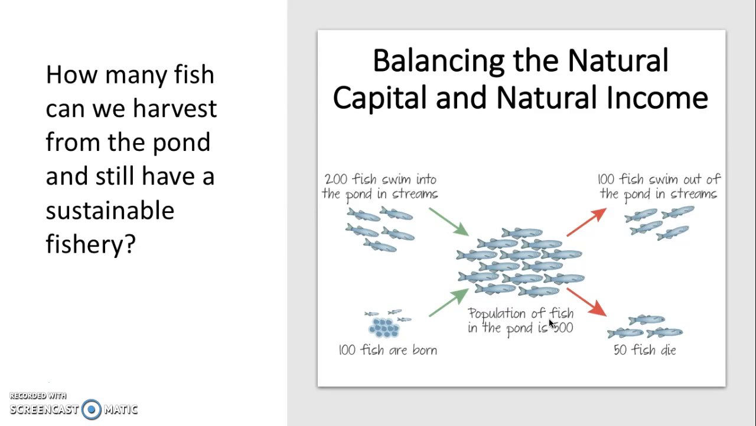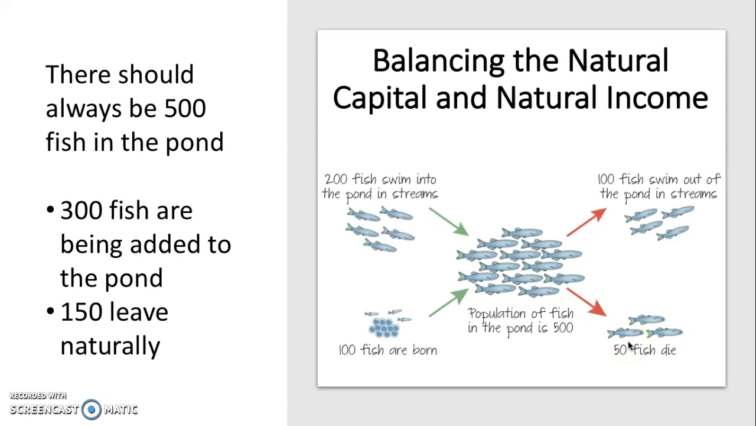So if we look, it says how many fish can we harvest from the pond and still have a sustainable fishery. So if we look at this pond, this is the pond itself. We say that the population of fish in the pond is 500. We see that 200 fish swim into the pond from streams. 100 fish are born. We can imagine this is all in a year. And then just naturally 100 fish swim out of the pond and go somewhere else, and 50 of them die.